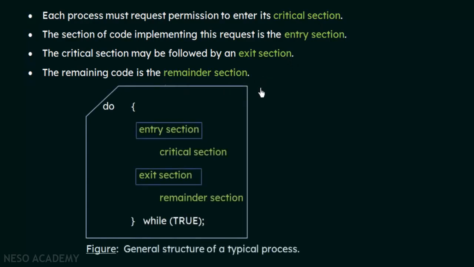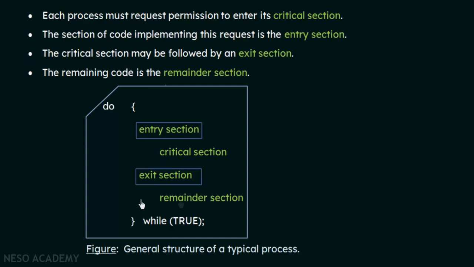So here is a glimpse of the code structure of a typical process. Here we have a do-while loop. Inside this do-while loop, we are going to have the critical section and the remainder section. First of all, we have the entry section, which we have just explained. This is the section of code that is implementing the request of the process to enter its critical section. So the entry section is here, and then after this we have the critical section. To enter into this critical section, we need this entry section.